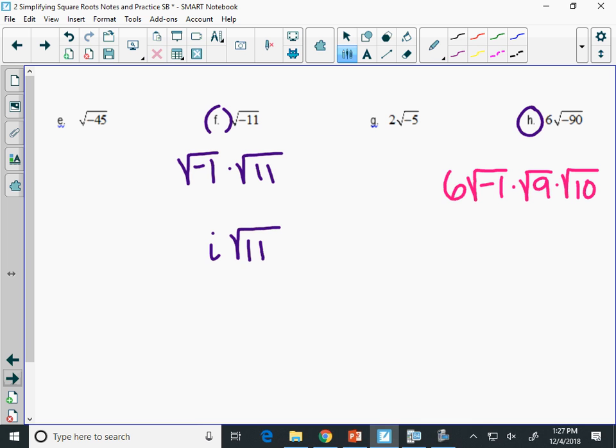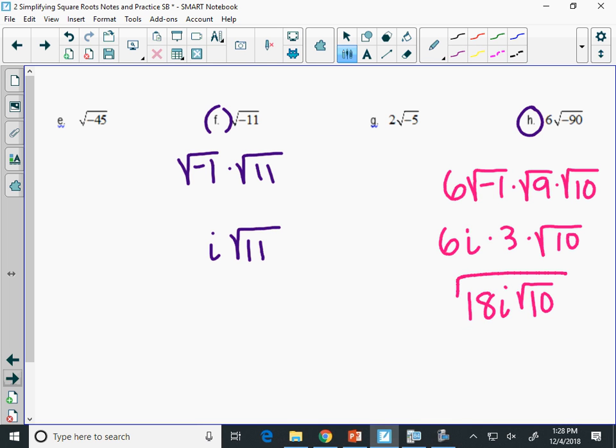I broke that down into as many perfect squares and factors as I need. Well, the 6 hangs out. I haven't done anything with it yet. The square root of negative 1 is i. What's the square root of 9? 3. So I have 6i times 3 times radical 10. What can I do with the 6i and 3? I can multiply to make it what? 18i radical 10. And that would be the simplest form.